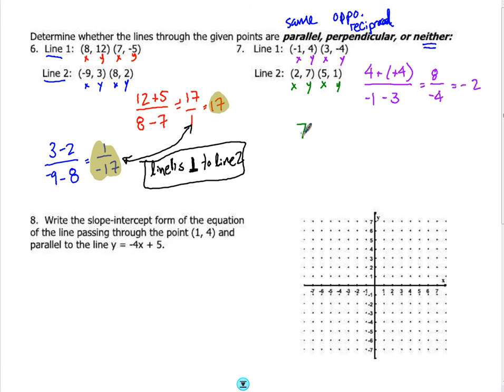Remember, you want to be consistent. Here, the 2 and the 7 are stacked on top of each other, and the 5 and the 1 are stacked on top of each other. As long as you see those vertical alignments, you know you're putting them in the right spots. Alright, 7 minus 1 is 6, 2 minus 5 is negative 3, and 6 divided by negative 3 is negative 2. Now the slopes are the same, and since the slopes are the same, we know that these two lines are parallel. Line 1 is parallel to line 2.